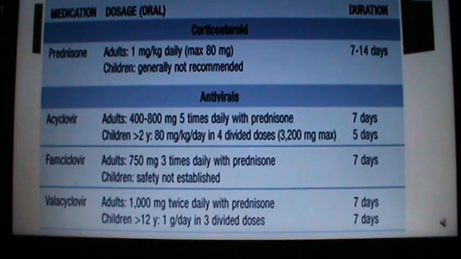The one is prednisolone. The adult dose is 1 milligram per kg daily, maximum 80 milligrams. The antiviral is acyclovir, adults 400 to 800 milligrams 5 times daily with prednisolone, and this should be given for 7 to 14 days. Famciclovir and valaciclovir are other antiviral agents.